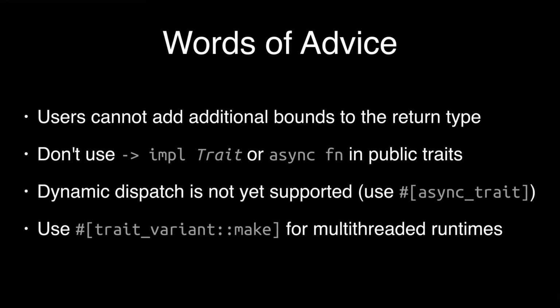Finally, there is a trait_variant crate with a make macro, which will add the Send trait to the bounds for your async methods, enabling using them in multi-threaded runtimes like Tokio. This should also become unnecessary in a future release. For more details, see the link in the description below.